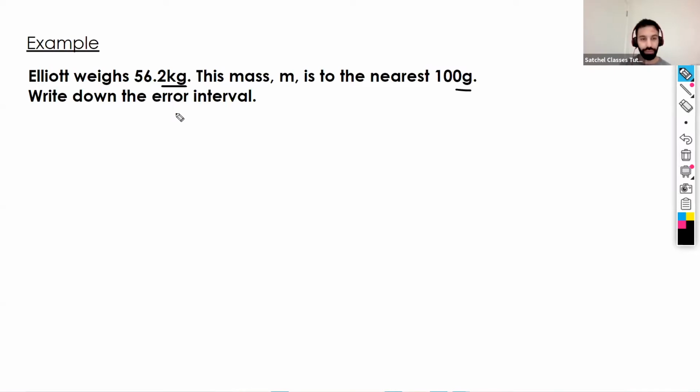It doesn't really matter. And to go from kilograms to grams, we need to multiply this number by 1,000. So what we get is 56.2 kg is equal to 56,200 grams. So we simply multiplied this number by 1,000 to convert it into grams.